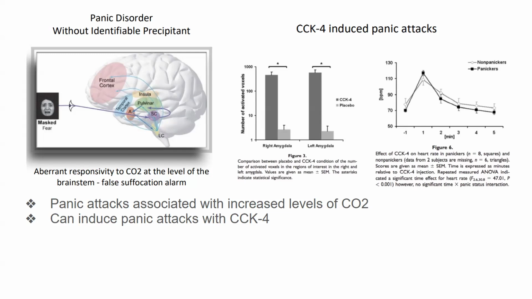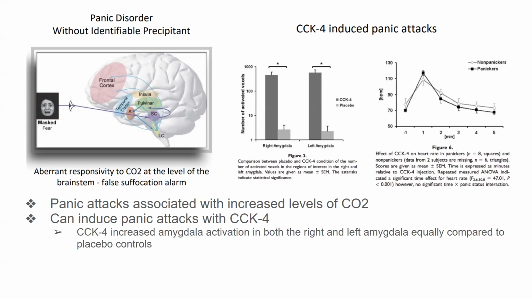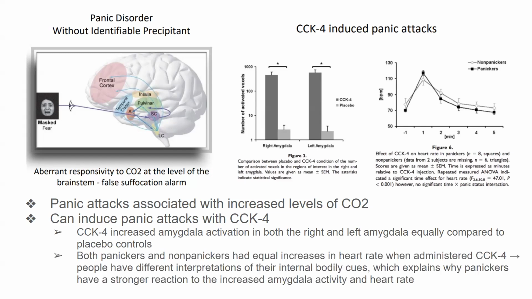What had happened was that in all participants that received CCK4, we had increased amygdala activity, and this was equal in both the right and the left amygdala. We didn't see any differences in activation between the right and left amygdala. Both were equally increased upon the administration of CCK4. And everyone that got CCK4, whether they panicked or not, we saw this increased heart rate. So how is it that we have patients that are panicking and not panicking, but they all have this increased heart rate and increased amygdala activity?